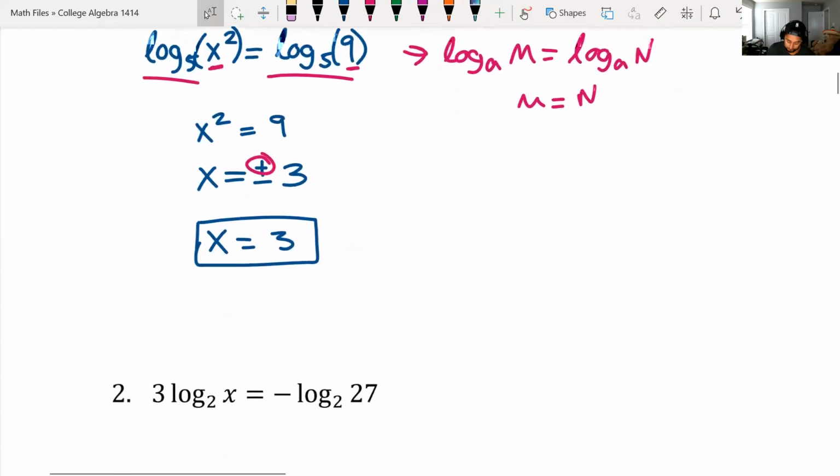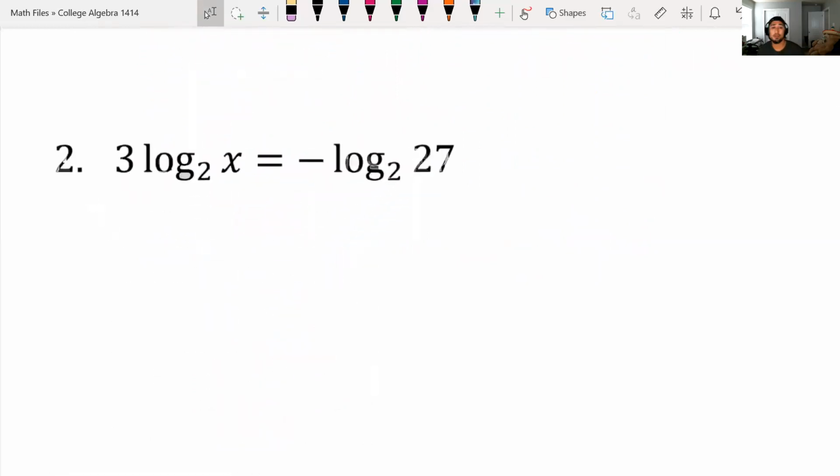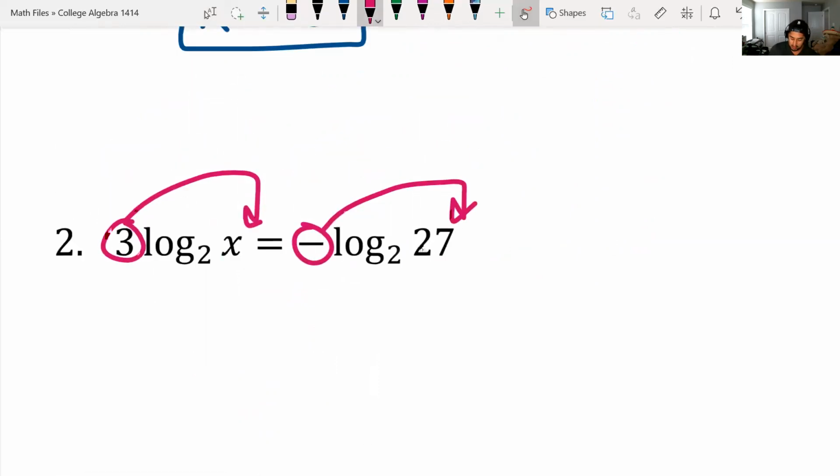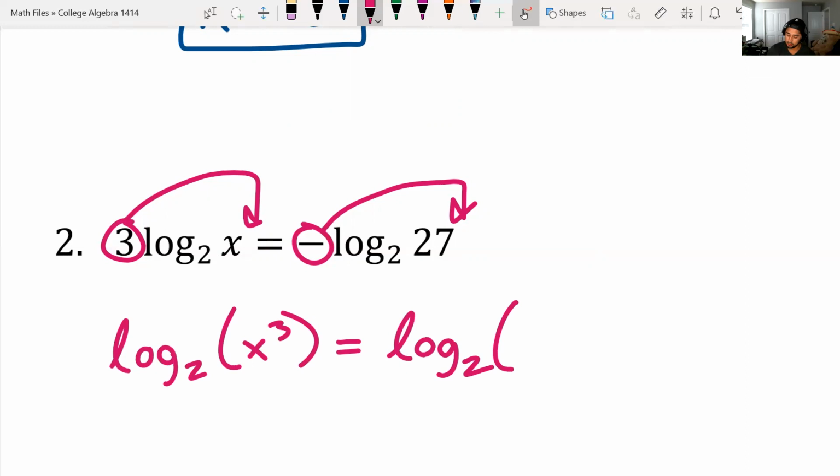Yeah. Okay. Number 2, same exact thing. 3 log base 2 of x equal to negative log base 2 of 27. We want to solve for x, but in order to solve for x, we have to get rid of the 3, and you have to get rid of the negative, which means the 3 is going back on the x, and the negative is going on the 27. So this means we'll get log base 2 of x cubed equal to log base 2 of 27 to the negative 1.